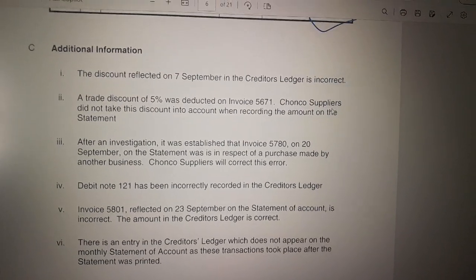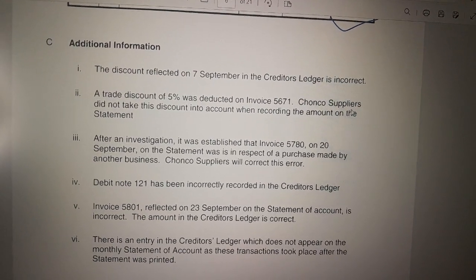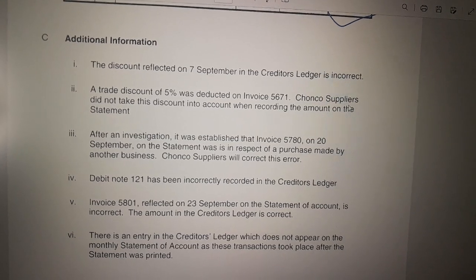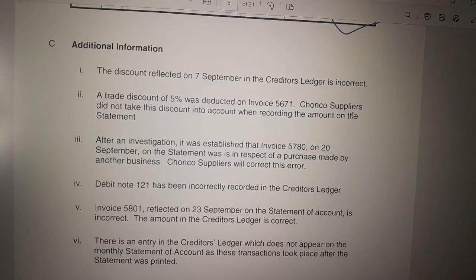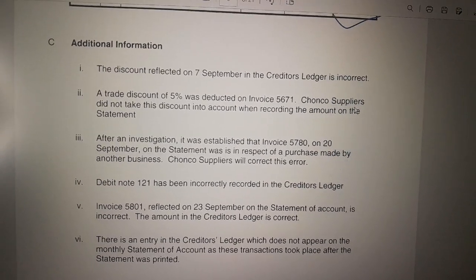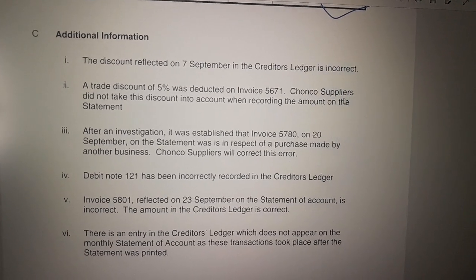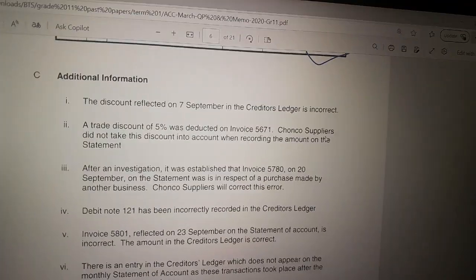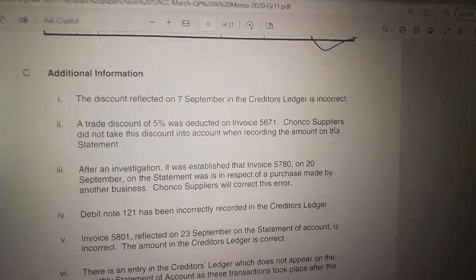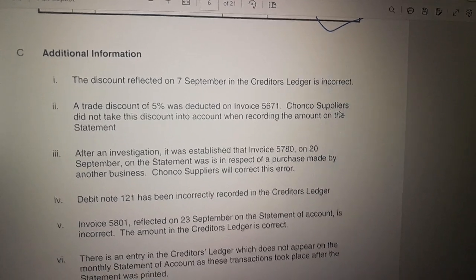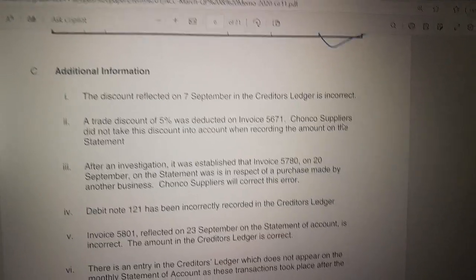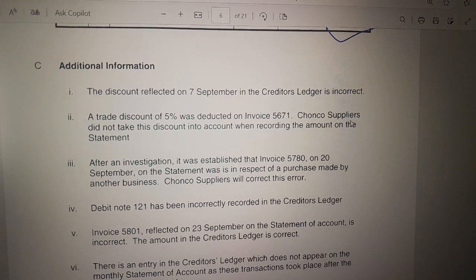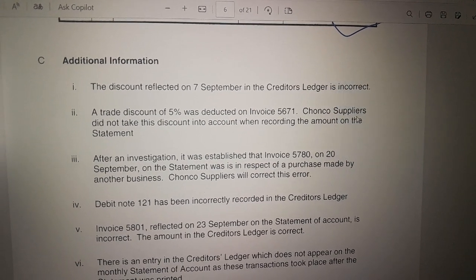Okay. So the first thing, immediately when you start to read each and every single transaction, you have to figure out who is wrong. Are we going to fix the creditors ledger side, or the statement side? So let us go to number one. It says this discount reflected on the 7th of September in the creditors ledger is incorrect. Guys, by reading that, you know for sure that the creditors ledger is incorrect.